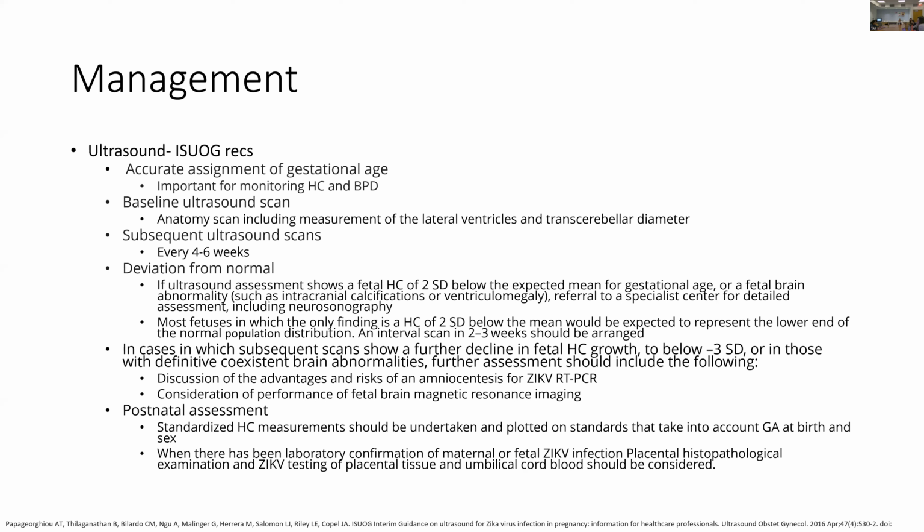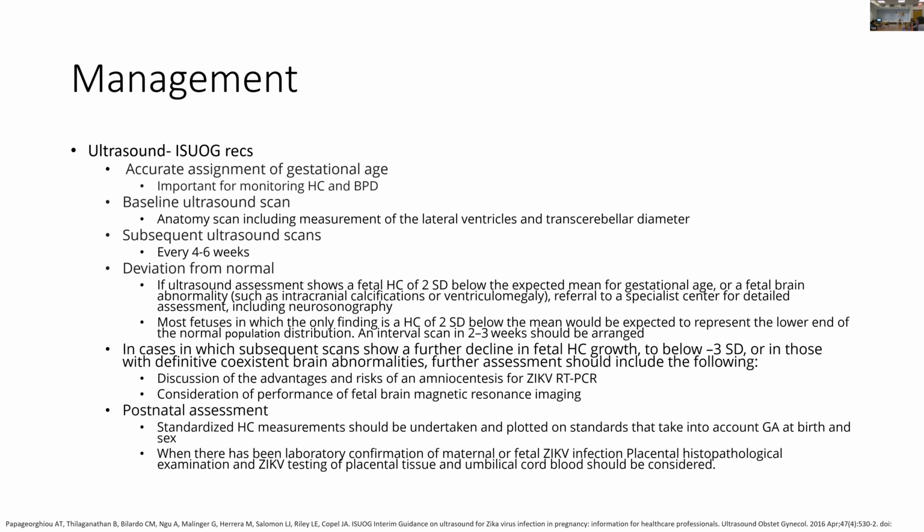So what ISUOG recommends for Zika is starting with an accurate estimation of gestational age. They point out that this is really important so that you can know if your head circumference and biparietal diameter really are abnormal. And then you'll want a good baseline ultrasound scan, including the anatomy measurements of lateral ventricles and transcerebellar diameter. You'll scan every 4 to 6 weeks. If you see any deviations from normal, they recommend using a head circumference of 2 standard deviations below the expected mean for gestational age to refer to a specialist.